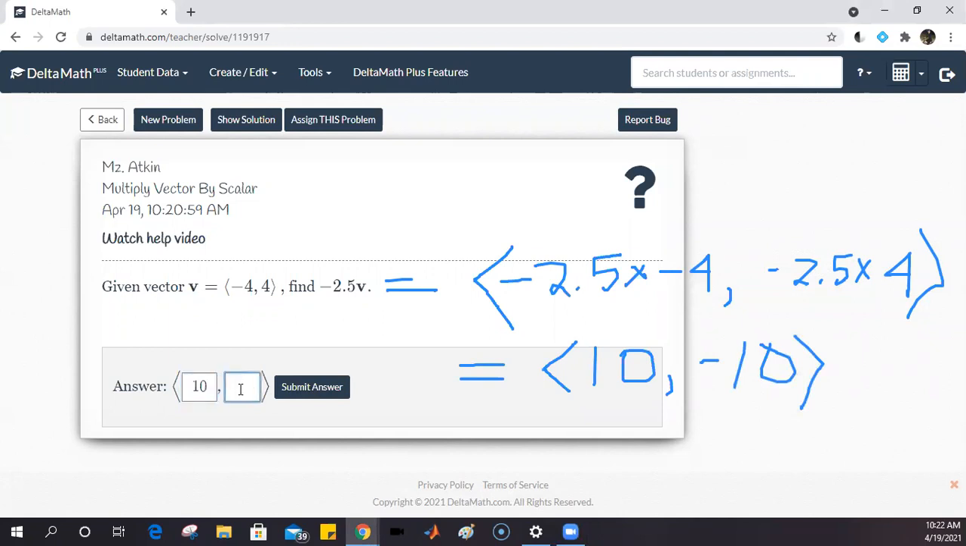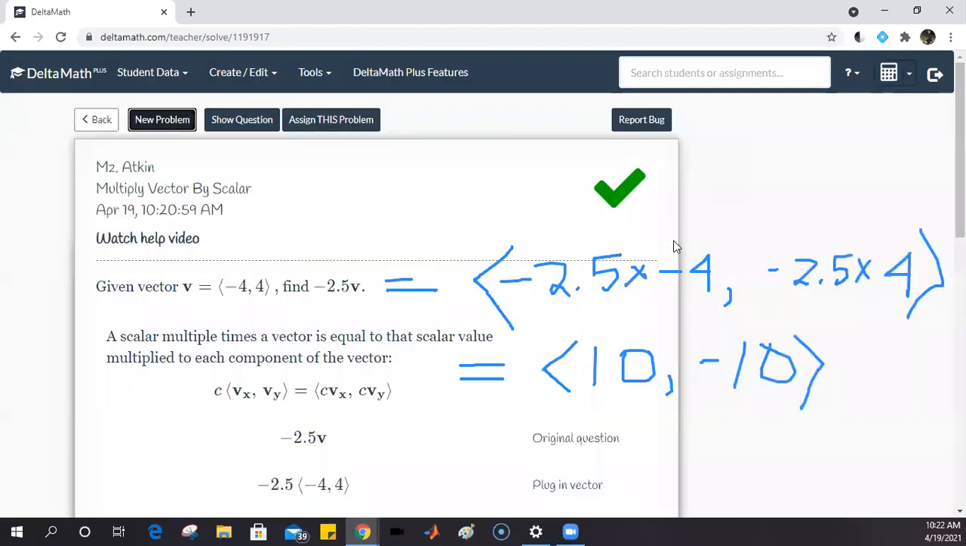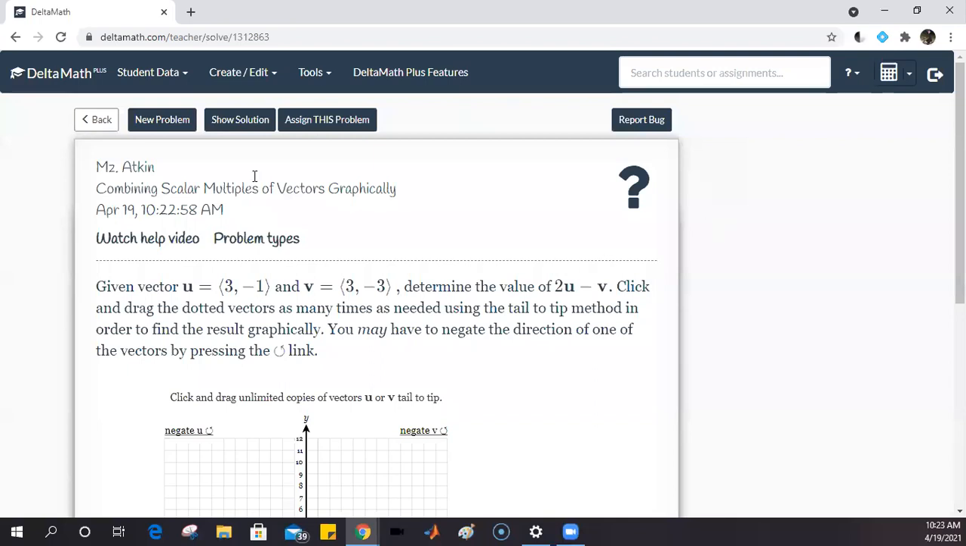If we flipped them, would they be the same in the answer? Nope, they have to be in this order. Yep. 10, -10, submit. Are you sure? Yes, we are. All right, last topic, combining scalar multiples of vectors graphically.